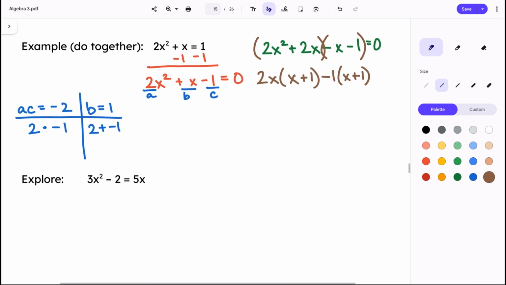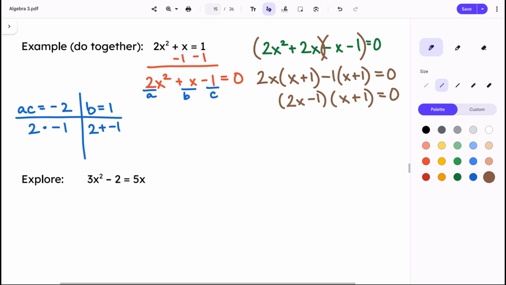Okay, so now we're going to set this equal to 0 still. How do I write the final factors here? Good. You take those things that are sitting up front, you put those together, and then the one that repeats, you just drop it down one time.